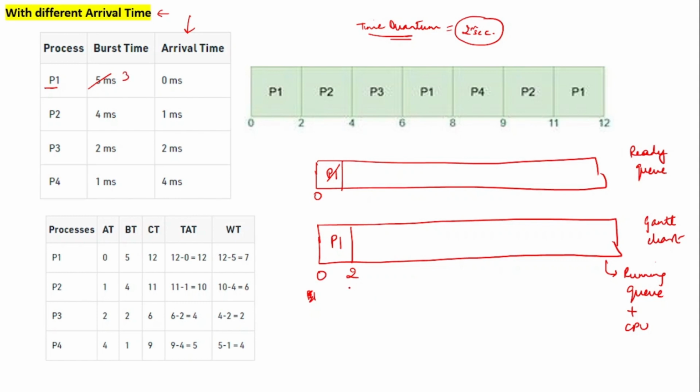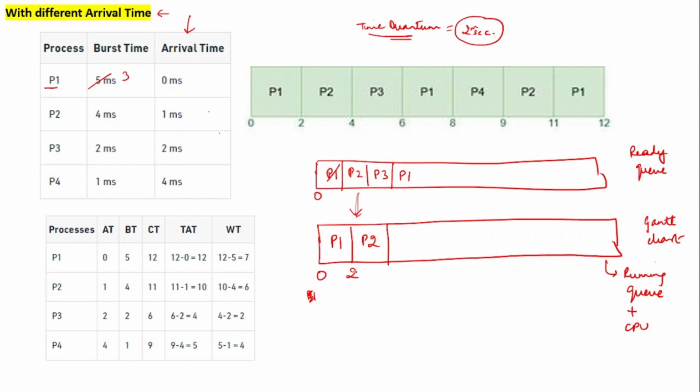Now again I'll see how many processes I have. At 2 milliseconds I have P2 and P3 both with me. So I write here P2, and here P3. In the ready queue I have P2 and P3, two processes available. Now I want P2 in the running queue, but P1 is already running. So I will remove P1 from the running queue and take it back to the ready queue, and I load the state of P2 here.